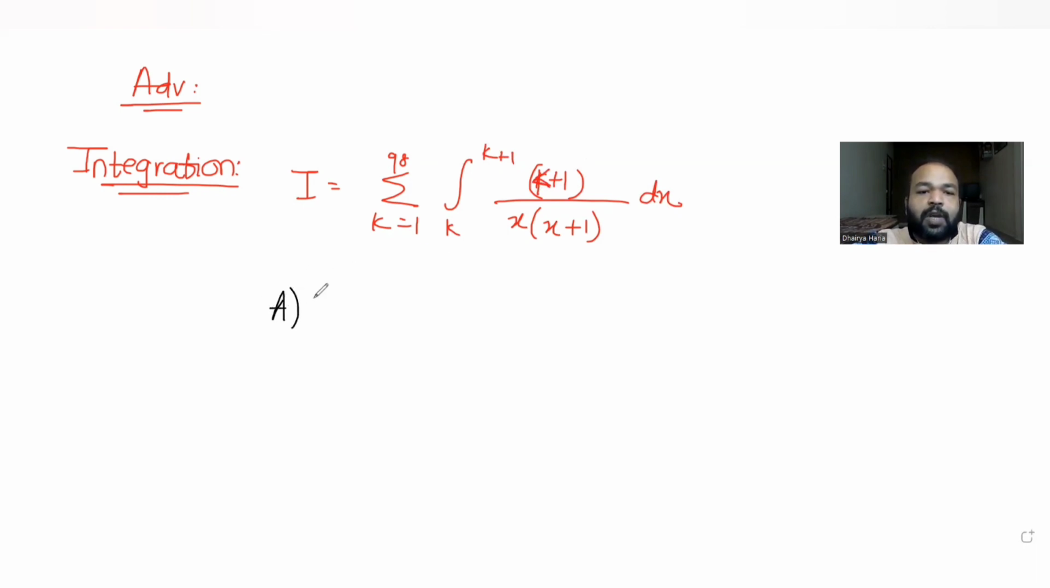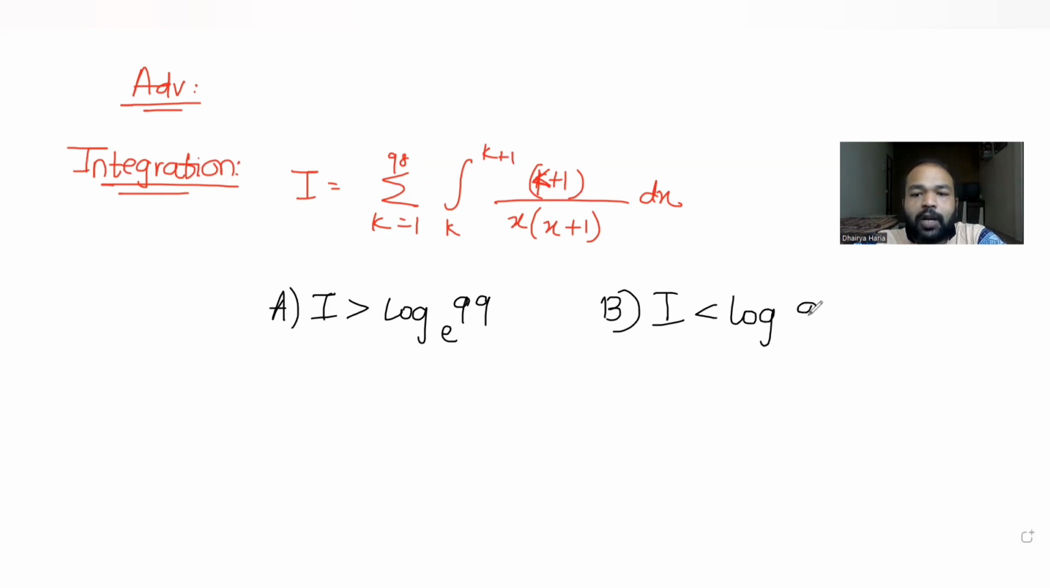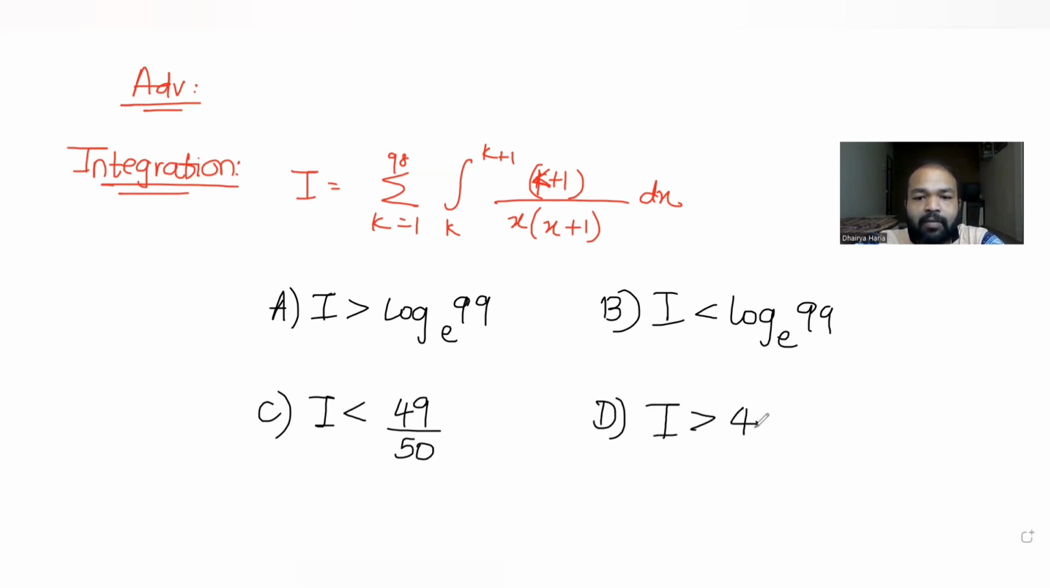The first option tells me I is greater than log 99 to the base e. The second option tells me I is less than log 99 to the base e. The third option tells me I is less than 49 by 50, and the fourth option tells me I is greater than 49 by 50. We need to figure out which of the following options are correct.